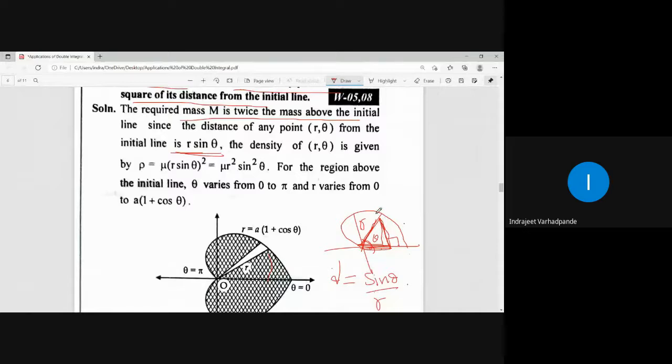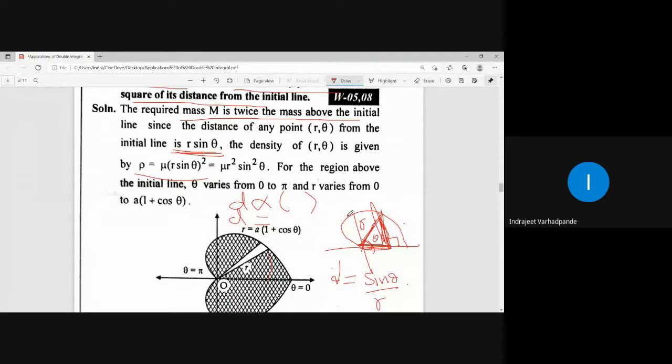It is opposite, sorry, from the initial line, meaning this distance has to be taken. So accordingly we take the square. So from the initial line, the distance is r sin theta, and the density is given by mu equal to the square of it. So mu is a certain constant of proportionality, because this distance will directly vary with the square. Now by constant of proportionality, d is equal to is written. So that is the distance to be taken into consideration.